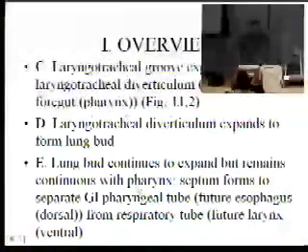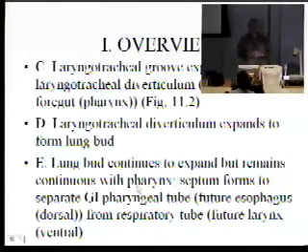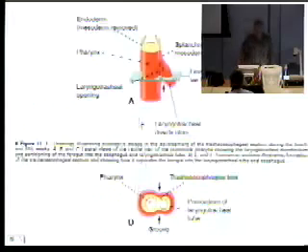So the lung bud is going to continue to expand, but it remains continuous. There's a septum that forms to separate the gastrointestinal pharyngeal tube, that future esophagus is going to be dorsal to it, from the respiratory tube, the future larynx is going to be in front of or ventral to it. And this is very important, and we'll follow through in these series of figures.